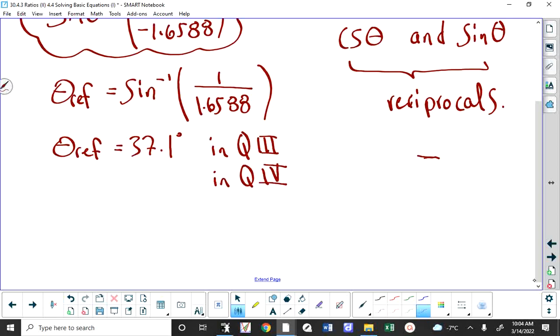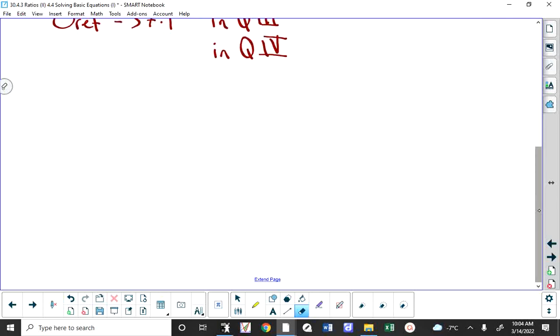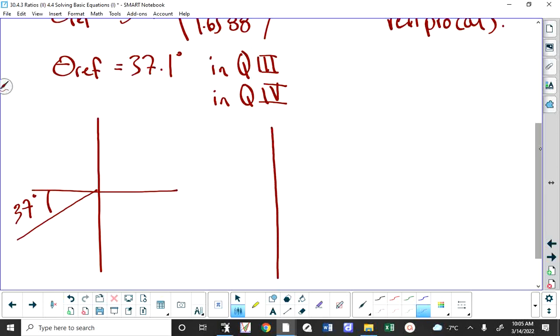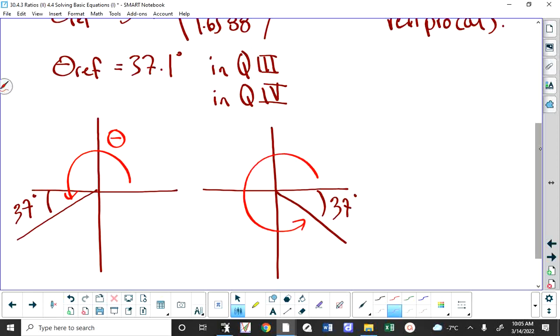And we sketch each one and find the rotation angle. Remember, this angle that you're looking at, 37.1 degrees, is not theta. It's theta reference. So quadrant 3, we have a reference angle of 37.1 degrees. I'm just going to put 37 because I didn't leave myself enough room. In quadrant 4, we have a reference angle of 37 degrees. The rotation angle is indicated by this in quadrant 3 and this in quadrant 4.